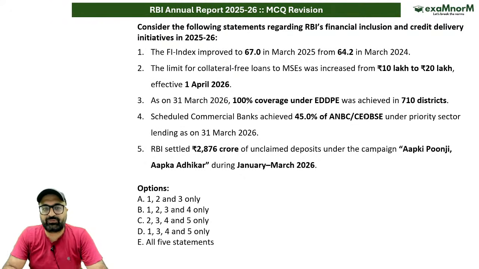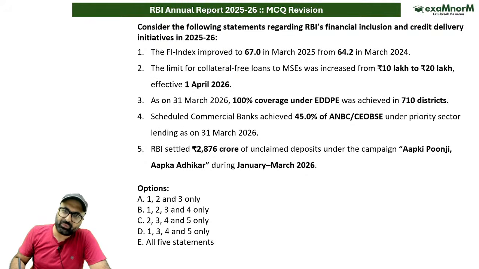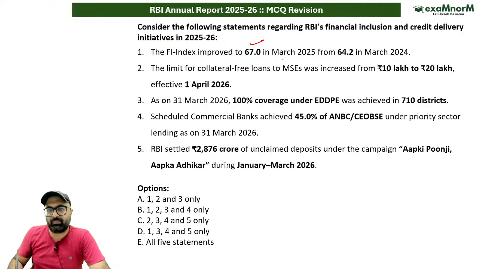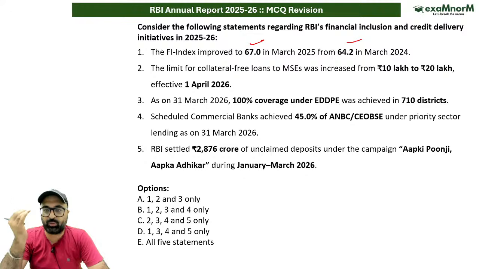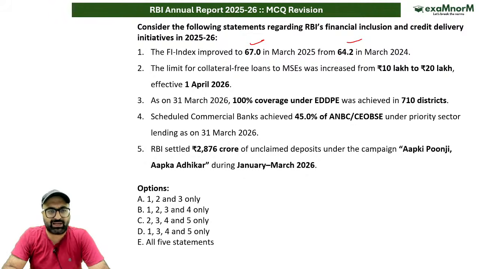Sir, if I talk about the first point, the first point is basically related to financial inclusion. Financial inclusion index has improved to 67 points in March 2025 from 64.2 points in March 2024. That is correct, showing better performance across access, usage and quality, with especially stronger gains in usage and quality. तो सबसे ज्यादा जो gain हुआ, that is in usage and quality.